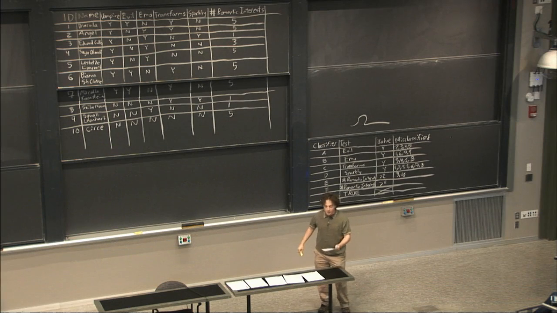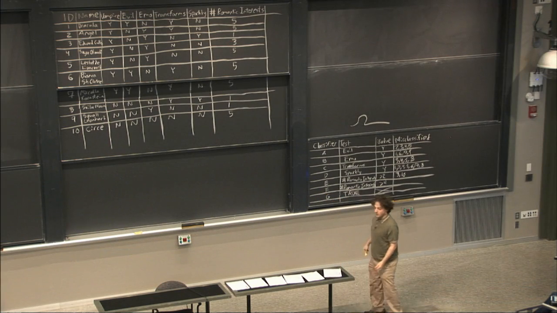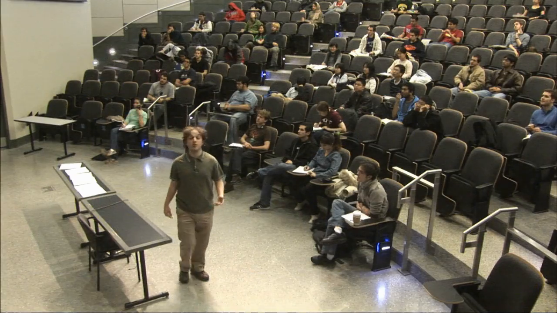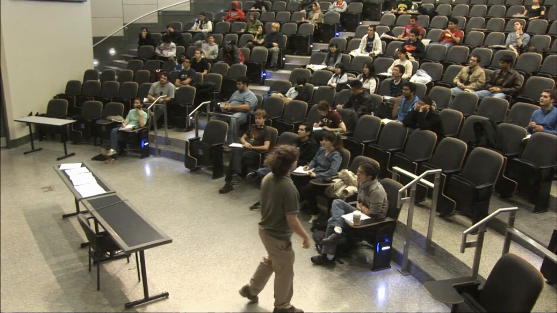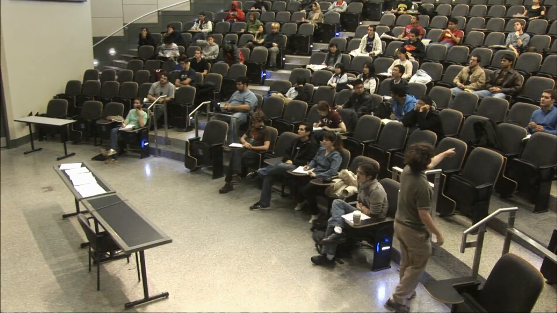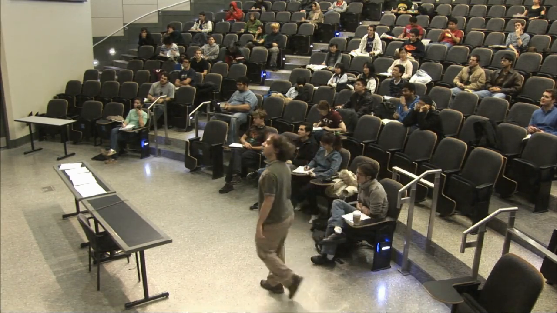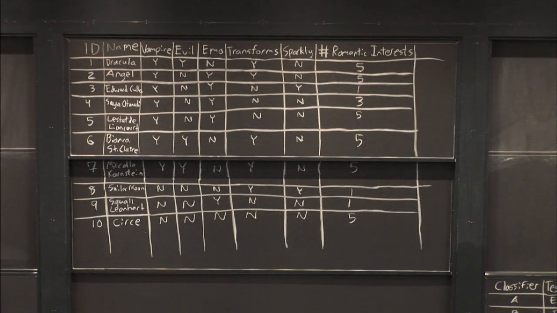All right. Number of romantic interests greater than 4. So it's a little bit different this time. Now you have to have at least 4 romantic interests, or actually greater than 4, but there are none that are exactly 4, to be classified as a vampire. Which ones do you think it's going to get wrong? 3, 4, 10. Yep.